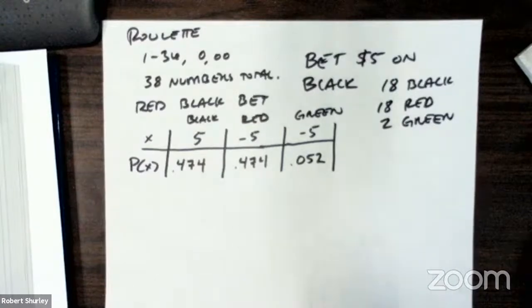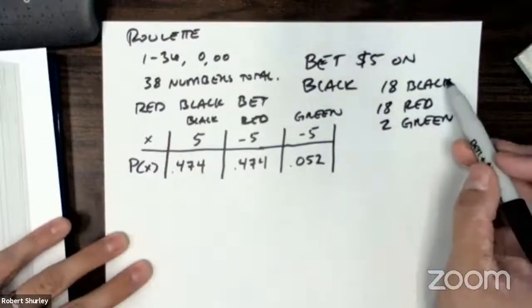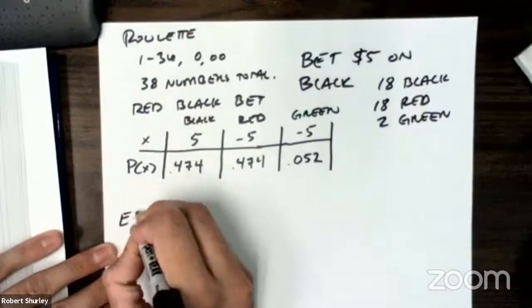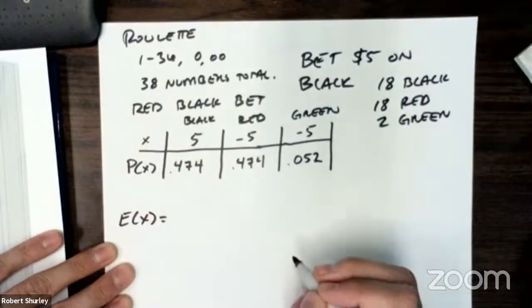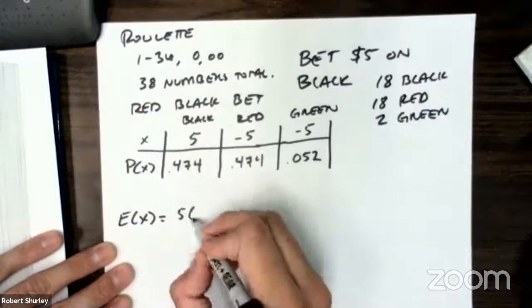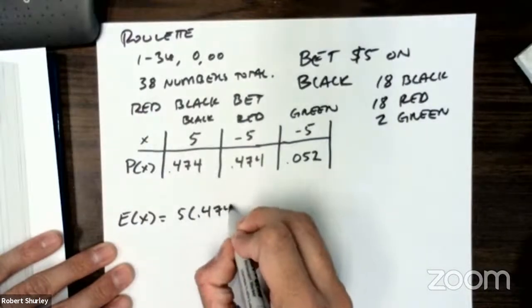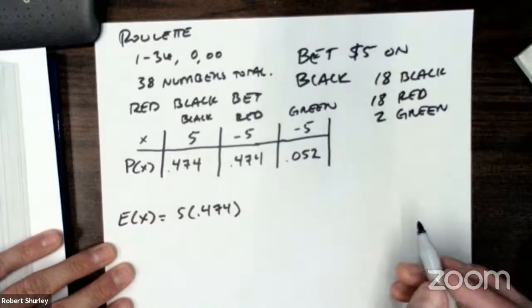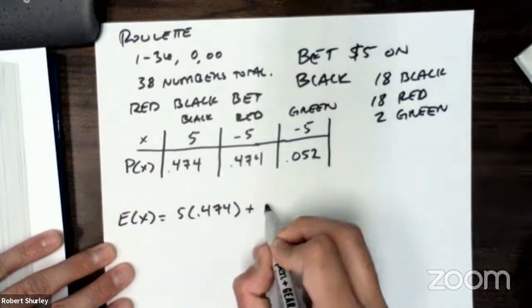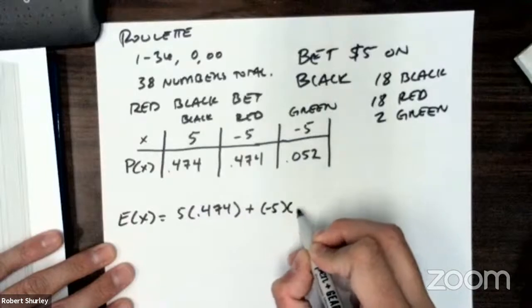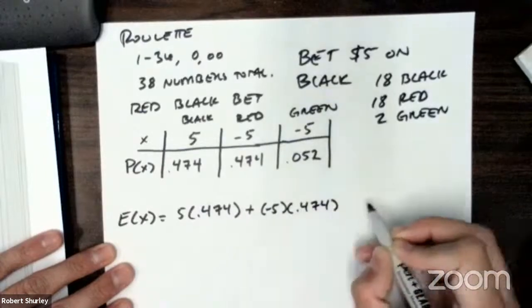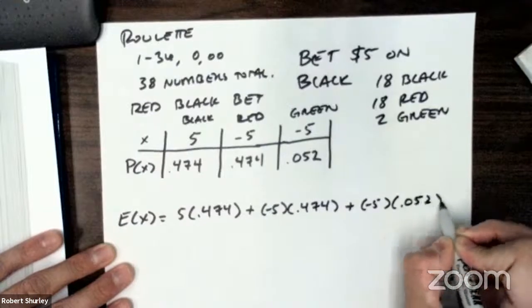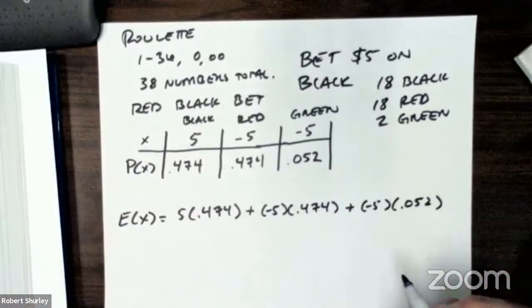We want to know, though, is it worth betting on black or red? These will have the same outcomes. Well, for the expected outcome, we win $5 0.474 of the time, 47.4% of the time, plus we lose $5 that same amount, and then we lose $5 that 0.052 of the time, hitting those greens too.